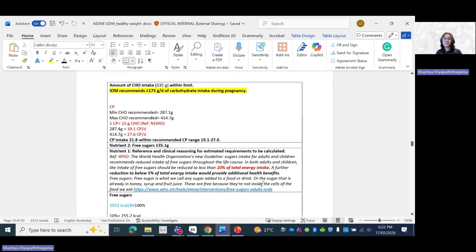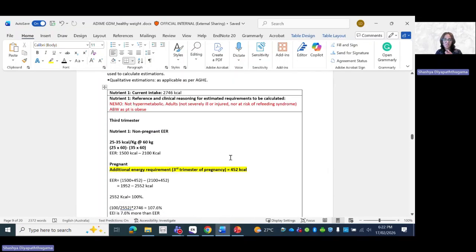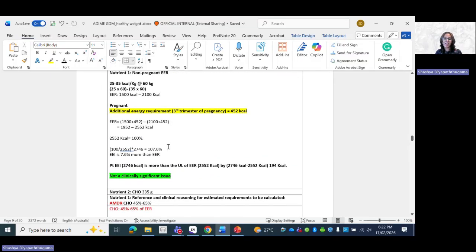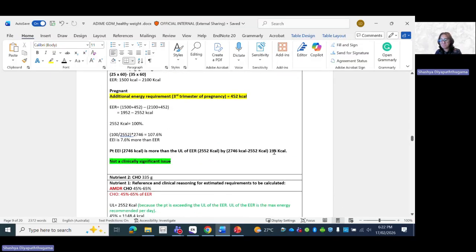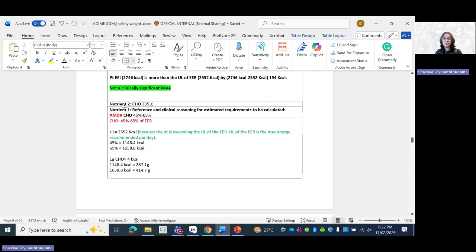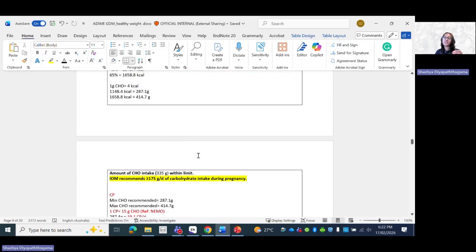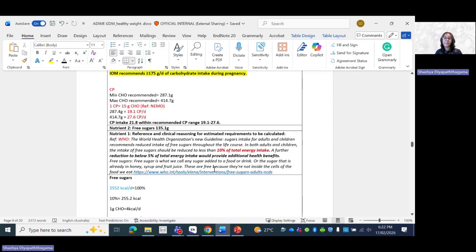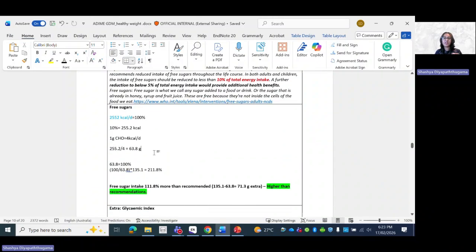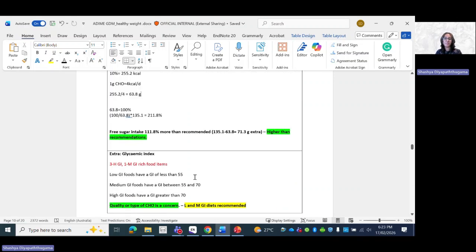So her total energy intake is fine. So going back, just to recap, her total energy intake was fine. I mean, that was just nearly 200 kilocalories exceeding, but that's not a significant issue. And when it comes to carbohydrates, that is fine as well. So the carbohydrate quantity is fine, but there is an issue with the types of carbohydrates, because her free sugar intake is much higher than the recommendation.